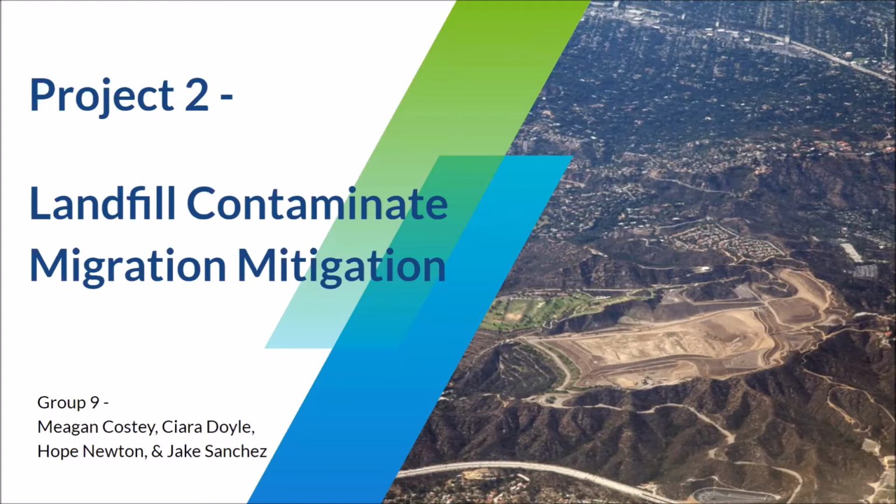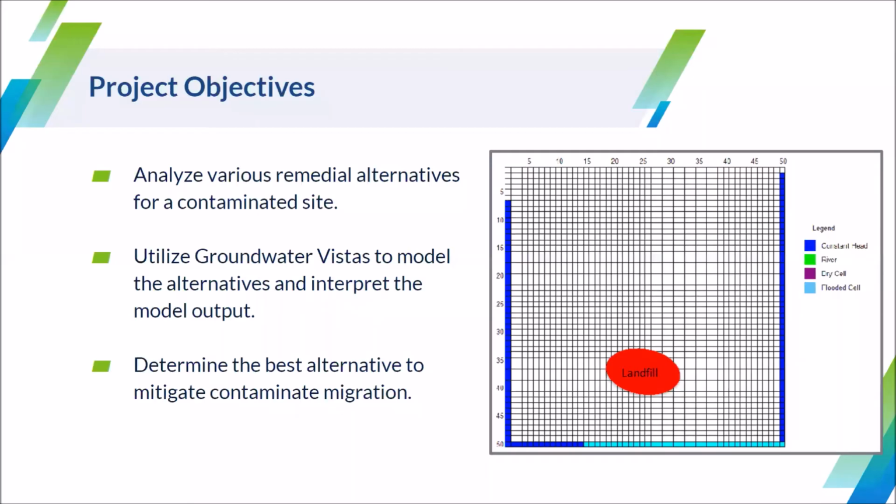Today we are presenting our findings for Project 2 on landfill contaminant migration mitigation. The project objectives are to analyze different remedial alternatives for a contaminated site such as a landfill, utilize Groundwater Vistas to model each alternative, and determine the best alternative that will mitigate the contaminant migration. On the right is a picture of how the base model was set up. In red is the landfill that we are investigating.